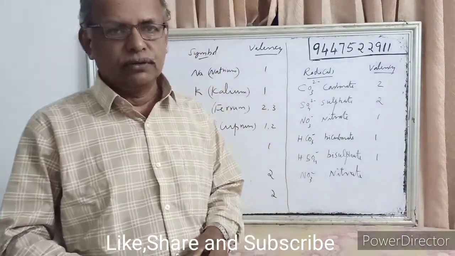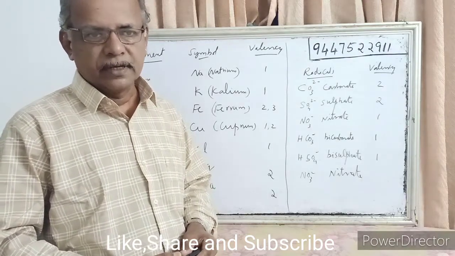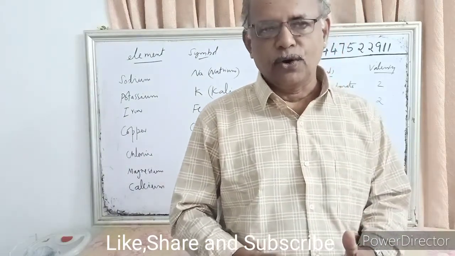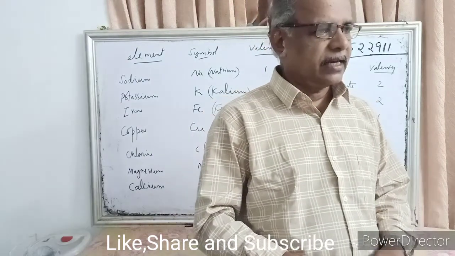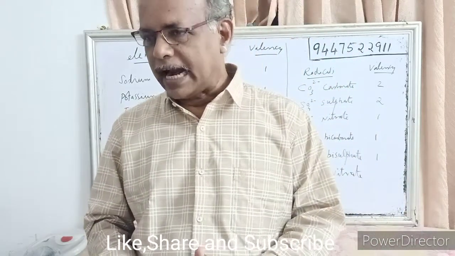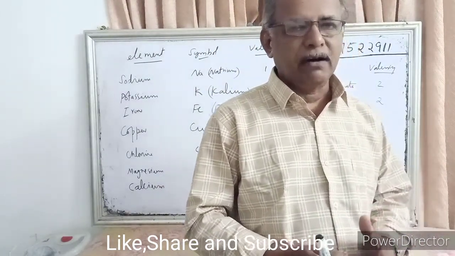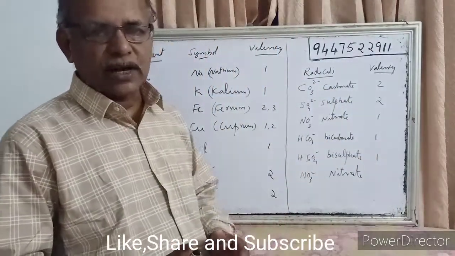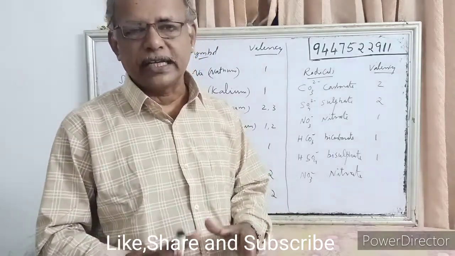Today we are going to take a class on how to study chemistry easily. To study chemistry easily, the first thing is you must know about the symbols of the elements, and second, their valency, then the formula of the radicals and their valencies. So if you know the symbols of the elements and the formulas of the radicals and their valencies, you can write the chemical equations and the formulas of compounds easily.